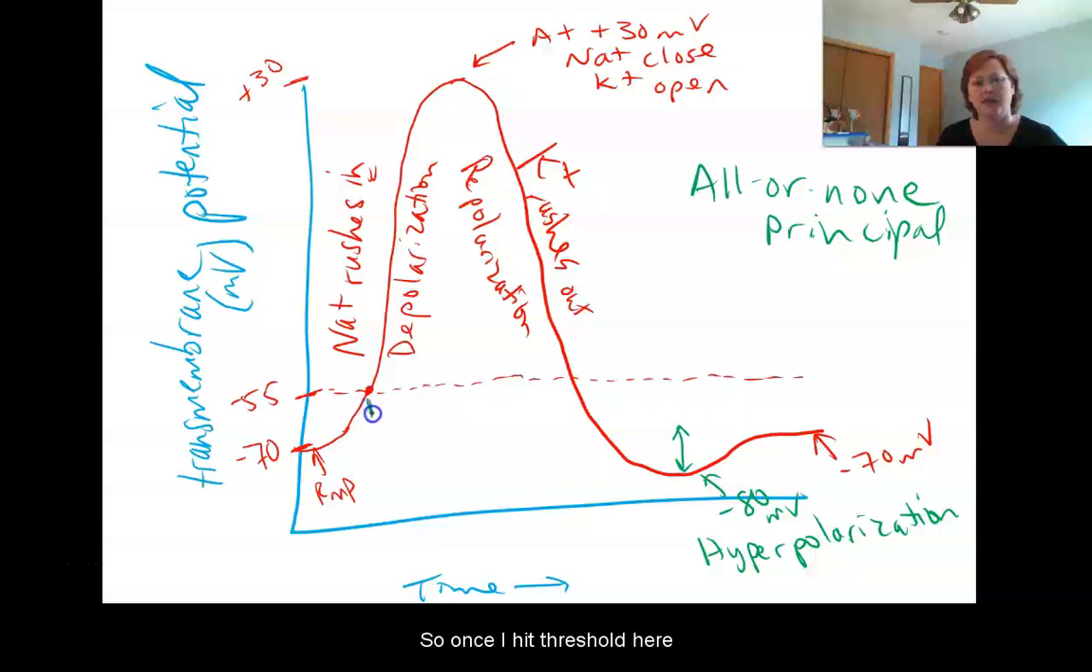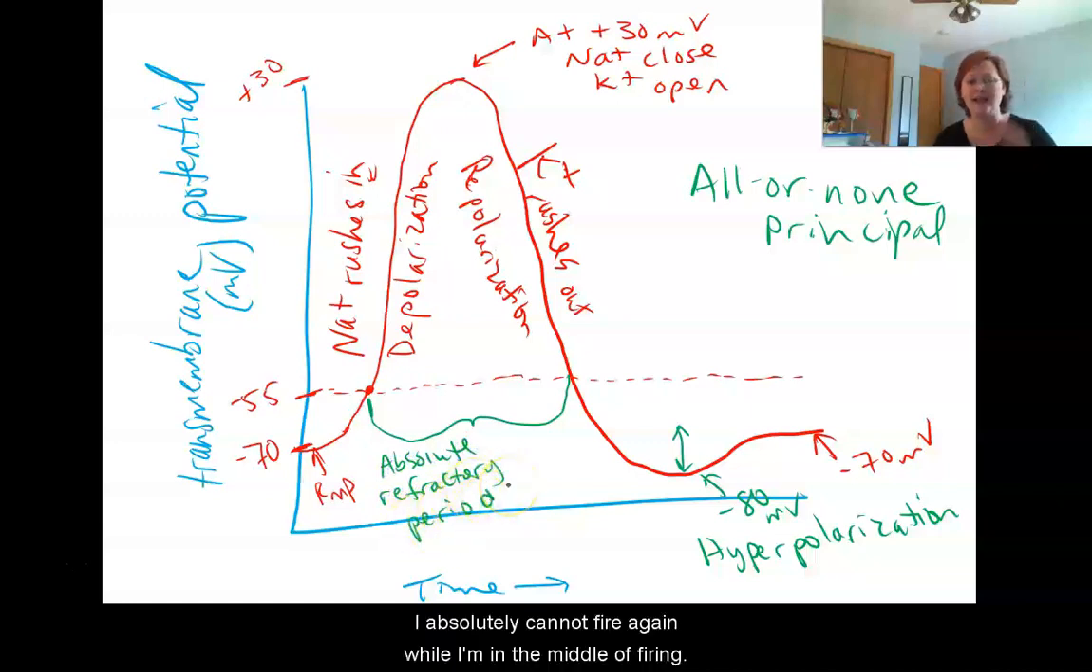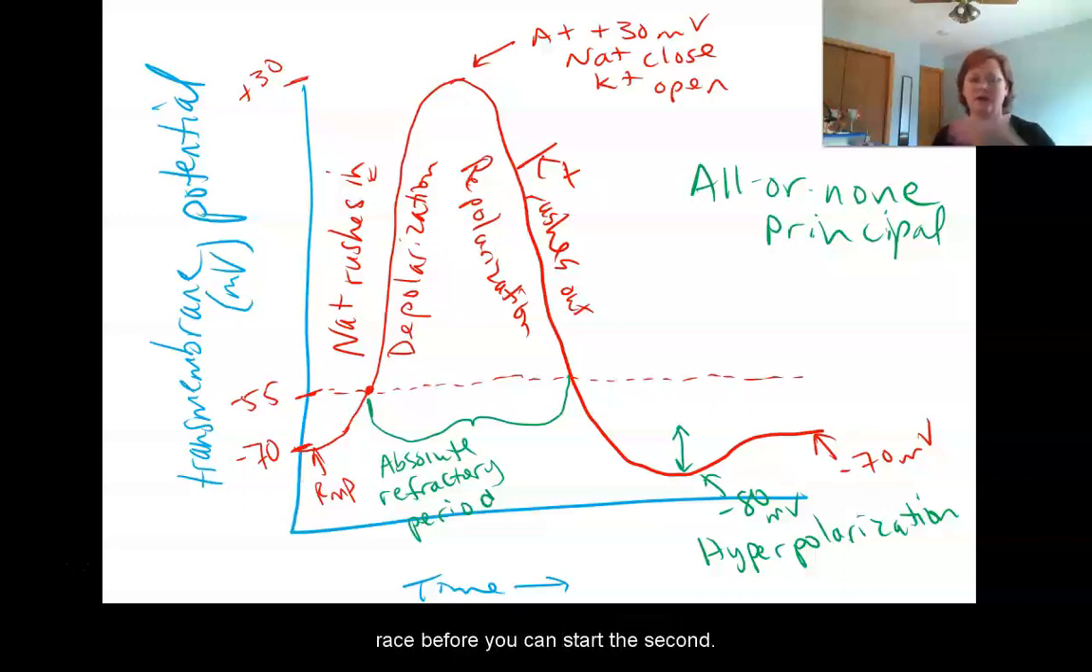So once I hit threshold here, until roughly here, this is my absolute refractory period. I absolutely cannot fire again while I'm in the middle of firing. It's kind of like asking a runner to run a 100-meter dash in the middle of running another 100-meter dash. You can't do it. You have to finish the first race before you can start the second one.